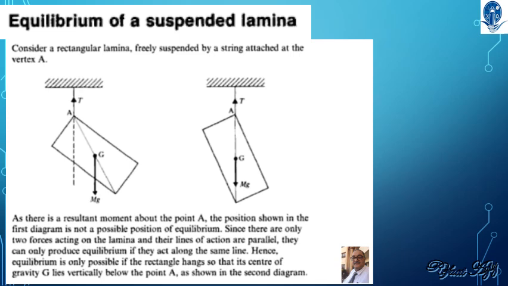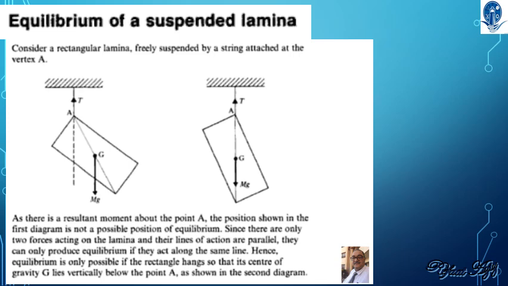As there is a resultant moment about the point A, the position shown in the first diagram is not a position of equilibrium, since there are only two forces acting on the lamina and their lines of action are parallel. They can only produce equilibrium if they act along the same line. Hence, equilibrium is only possible if the rectangle hangs so that the center of gravity G lies vertically below the point of action.